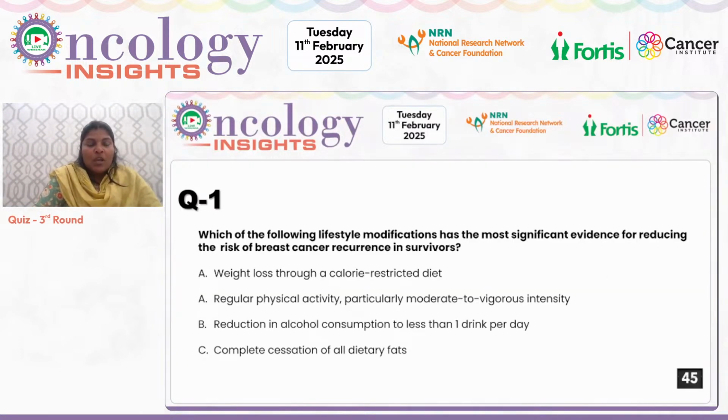Question number 1. Which of the following lifestyle modifications has the most significant evidence for reducing the risk of breast cancer recurrence in survivors? A. Weight loss through a calorie-restricted diet. B. Regular physical activity, particularly moderate to vigorous intensity. C. Reduction in alcohol consumption to less than 1 drink per day. And D. Complete cessation of all dietary fats.